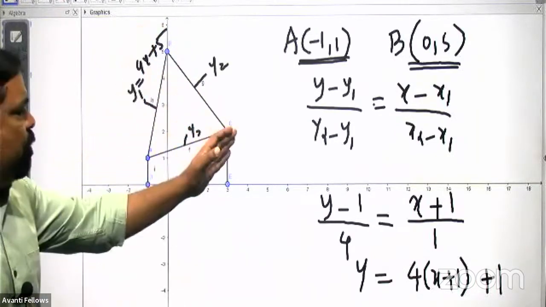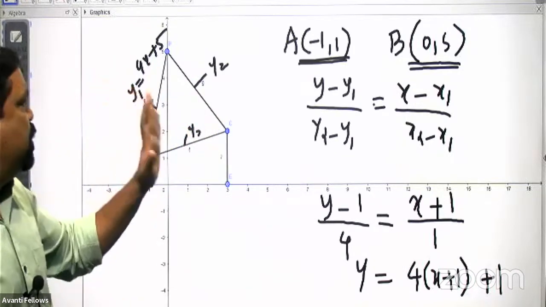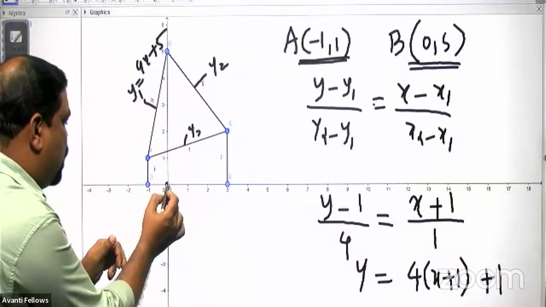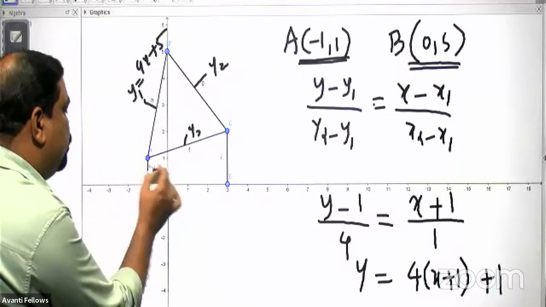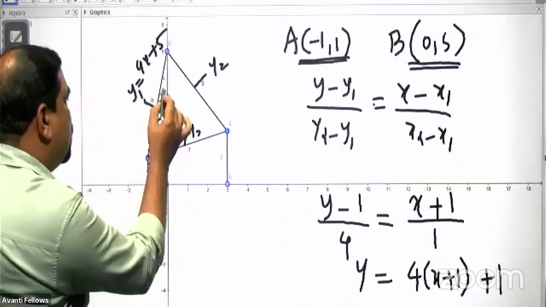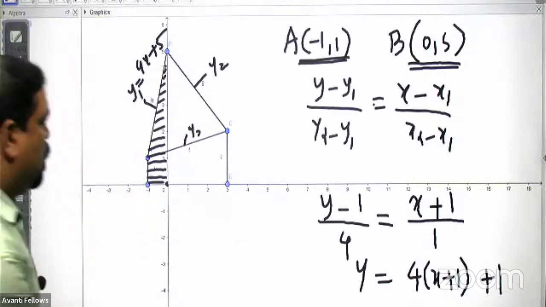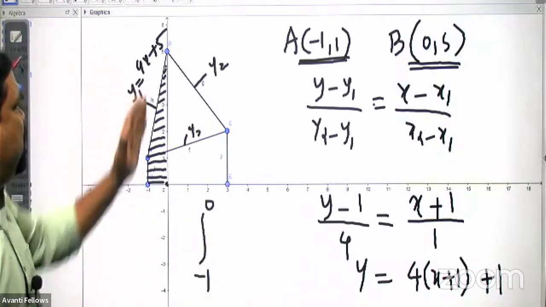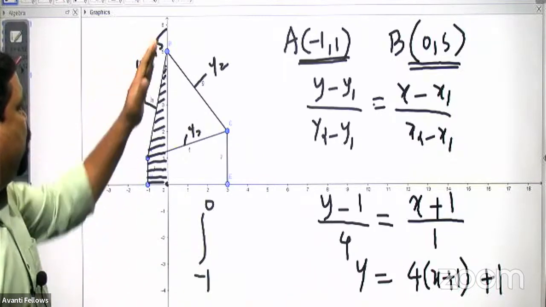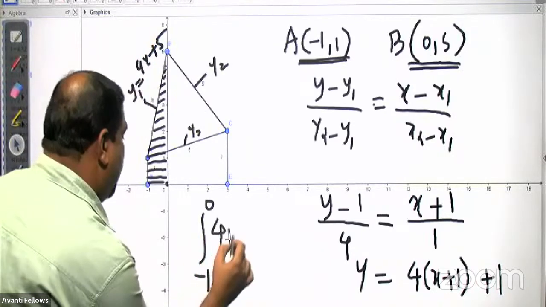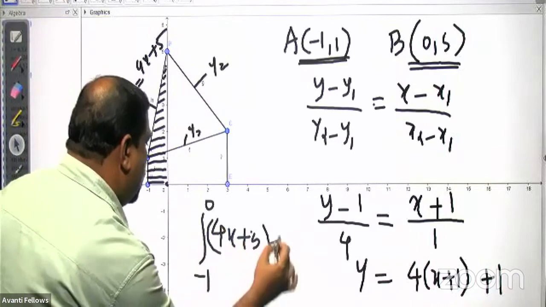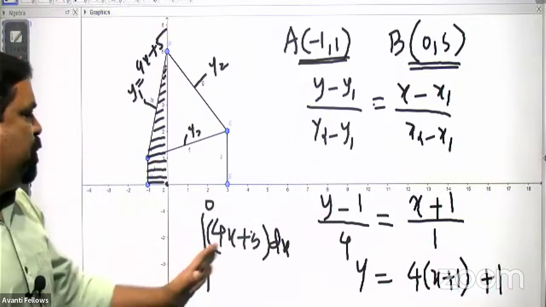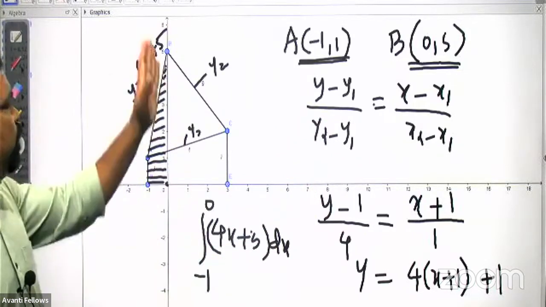Similarly, you find the equation of BC and the equation of AC also. Once you know the equation, we can integrate. If you integrate from minus 1 to 0, you will get this area, the area under this line segment. That is the integral from minus 1 to 0 of y1, the y of that particular line segment, that is 4x plus 5, dx. I think it is correct; if some error is there, you can correct it.